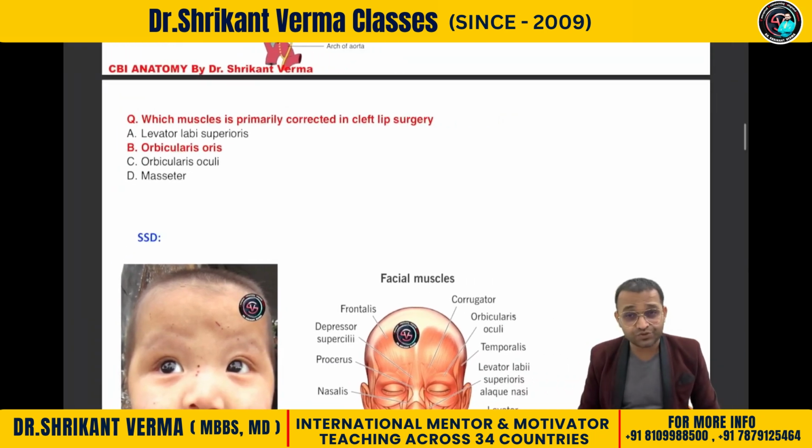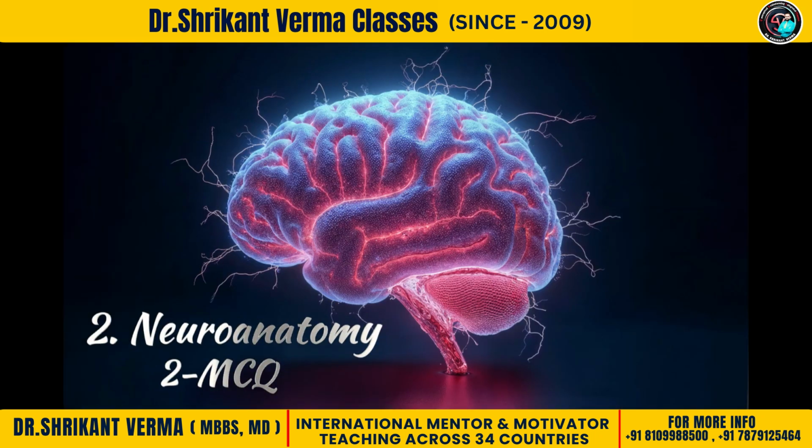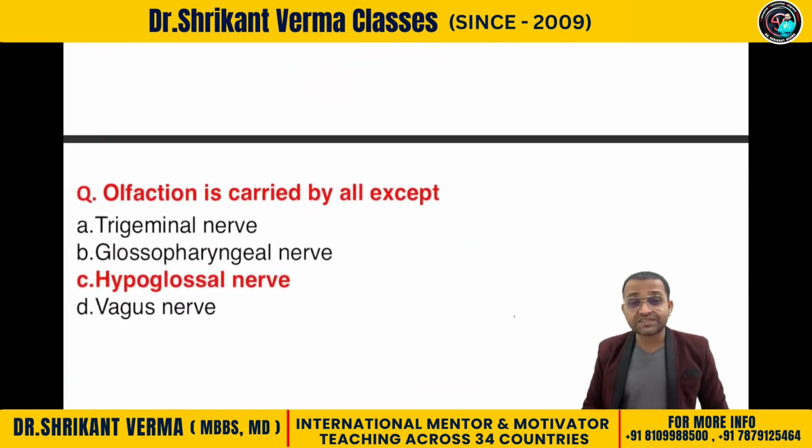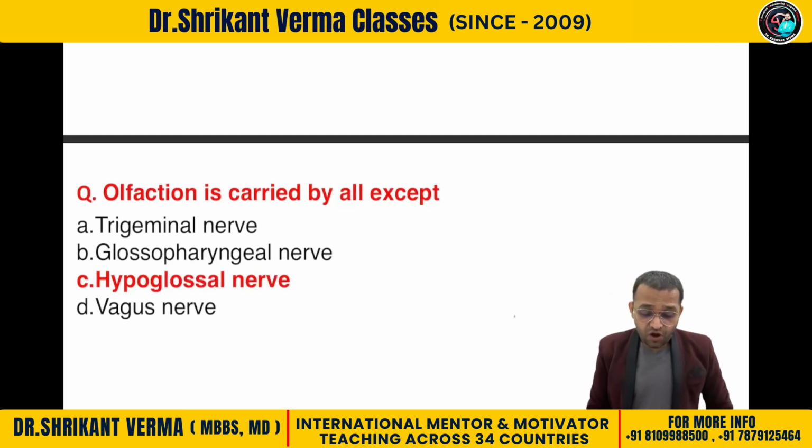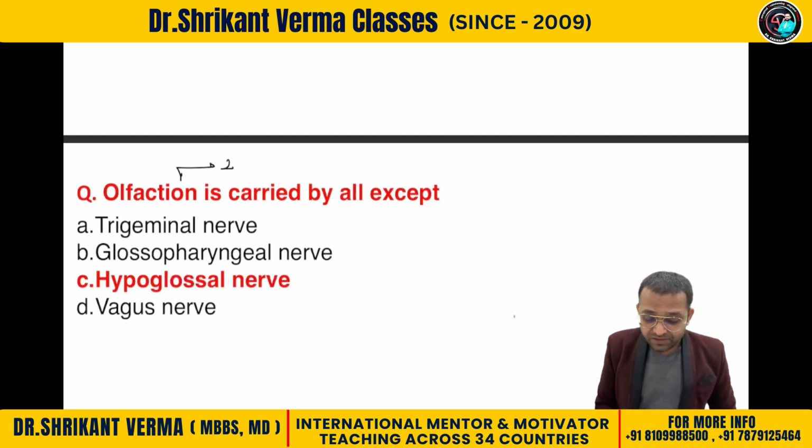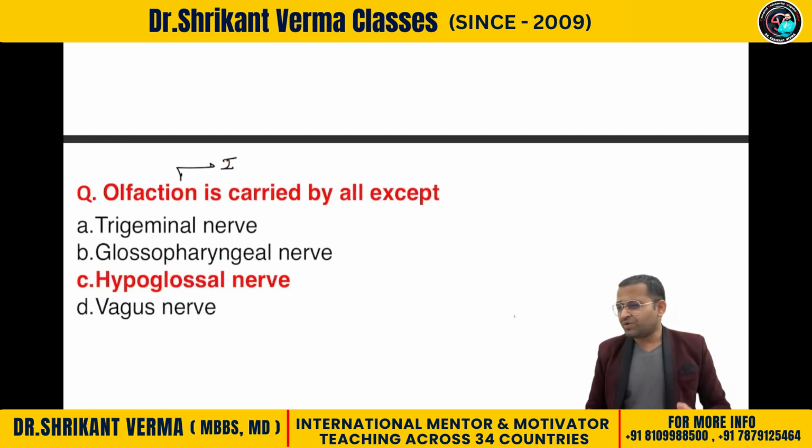Now come to the next question, neuroanatomy. Here the question: olfaction is carried by all except. So this is one tricky question. We know very well olfaction is carried by only the first cranial nerve. So you can say, sir, all these answers are wrong.